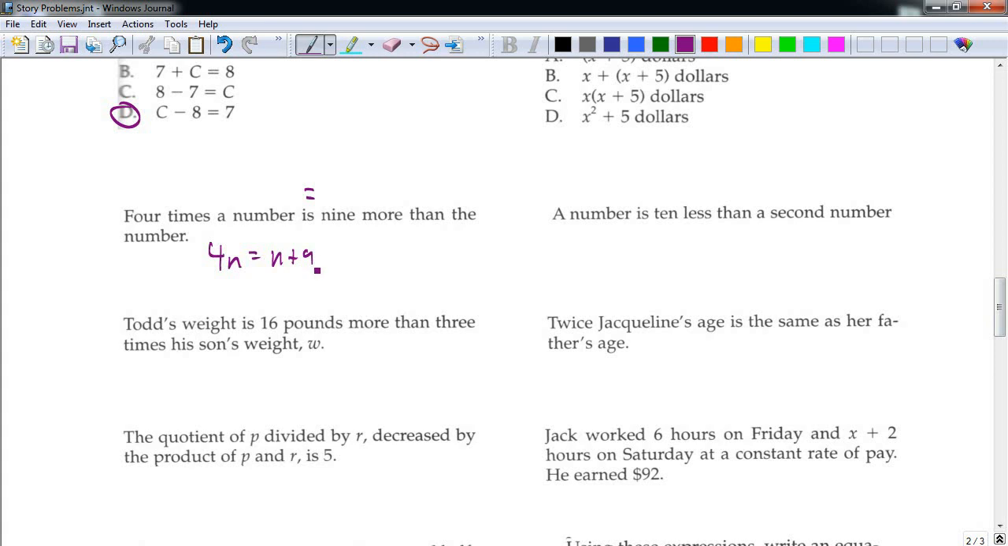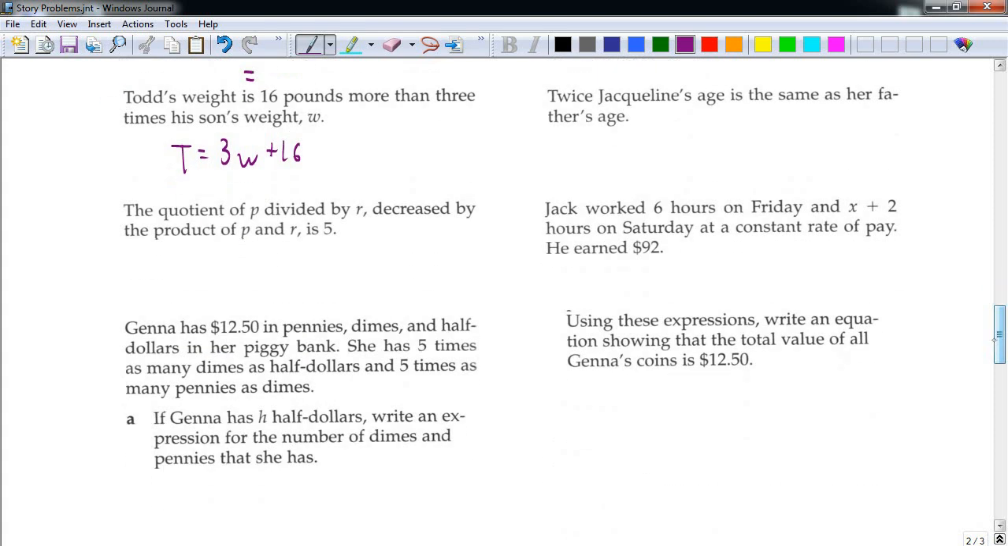Guys, always find the equals. Todd's weight is 16 pounds more than 3 times his son's weight. So I take his son's weight times 3 plus 16, and that's Todd's weight. The quotient of P divided with R, that's going to be P over R, decreased by, minus, the product of P and R, P times R, is 5, equals 5. Okay?